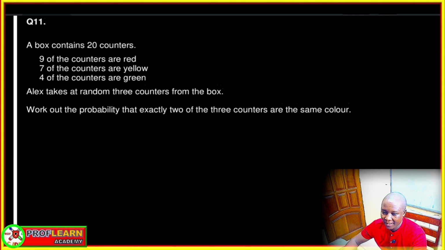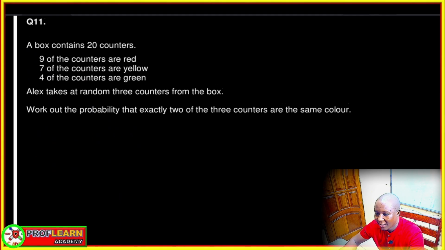9 of the counters are red, 7 are yellow, and 4 are green. Alex takes at random 3 counters from the box. You are supposed to work out the probability that exactly 2 of the 3 counters are of the same color. When picking, he can pick red, pick yellow, and again pick red, or pick red, pick a non-red color, or pick a non-red color, pick red, and again pick red.